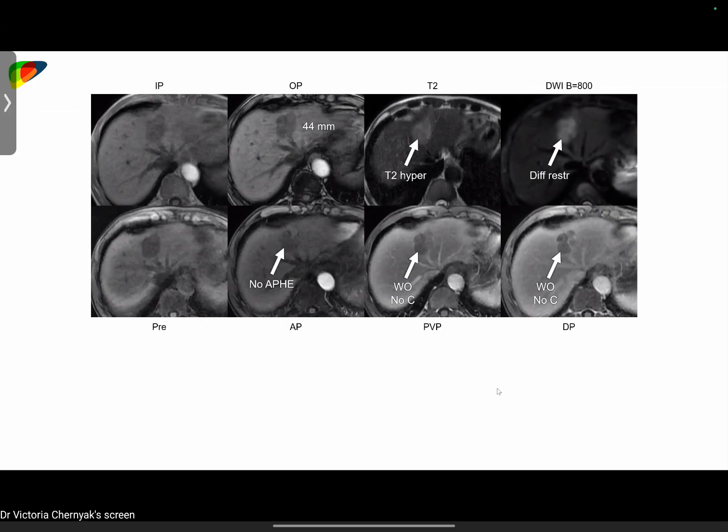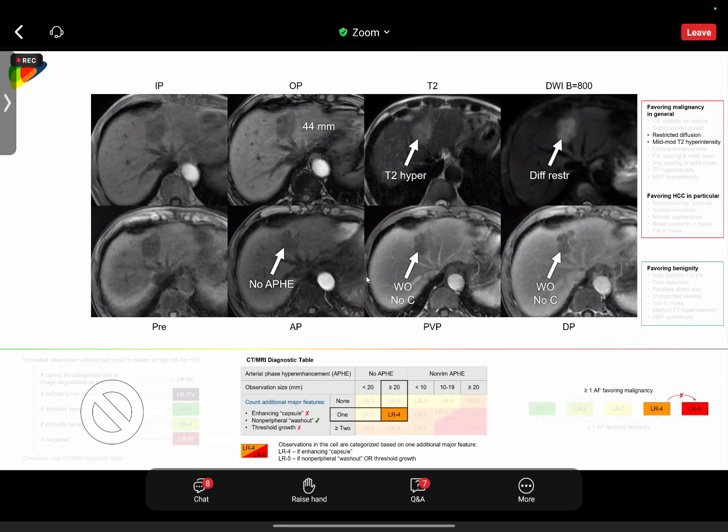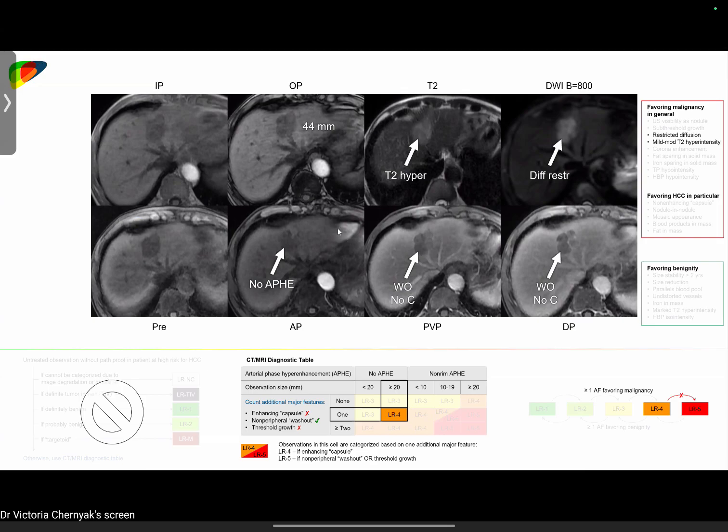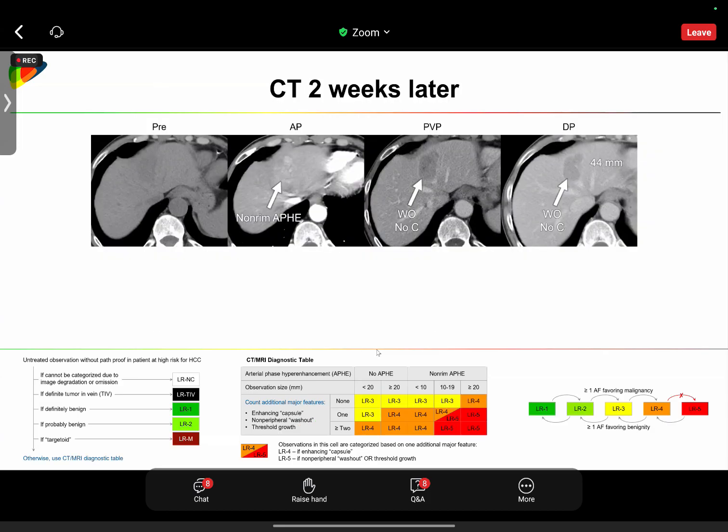If we apply our LI-RADS, we will end up with LR4 category. And even though, again, this lesion has two arterial features of malignancy, remember, we cannot go from 4 to 5. So this was reported as LR4 category. CT was done 2 weeks later, and now, if we apply our LI-RADS tables, we're going to end up with LR5 categories, 2 weeks apart.